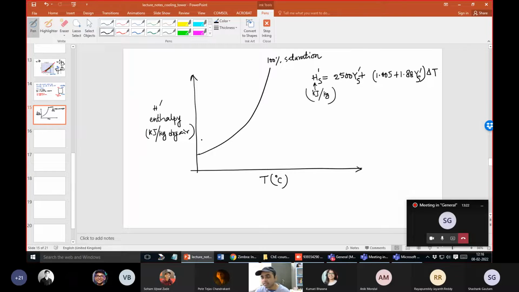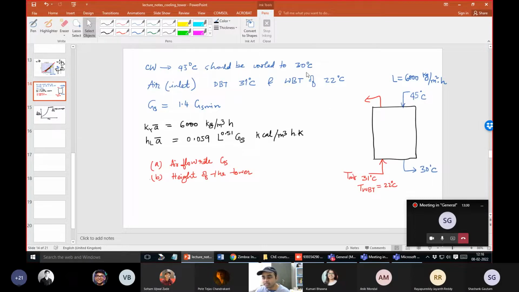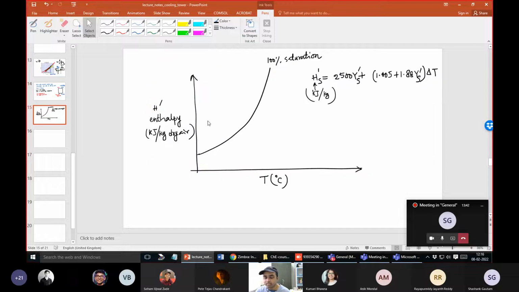And how do you get the saturation value? You have to choose some temperature. Let us say this problem has a working range of temperature, the water temperature, from 45 to 30. Within this range most likely your entire operation will be done. So you can easily draw these plots from 20 to, let us say, 50 or something. If you draw the equilibrium curve in between this region, then it should be fine.